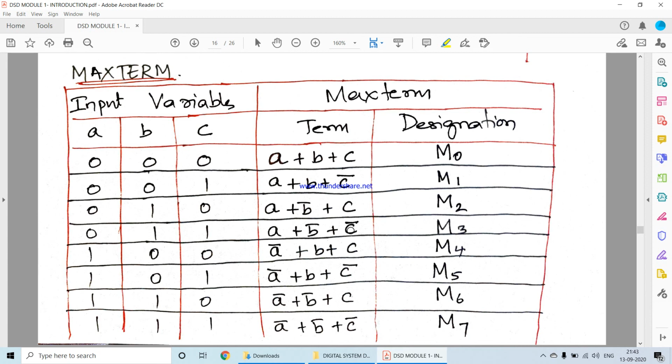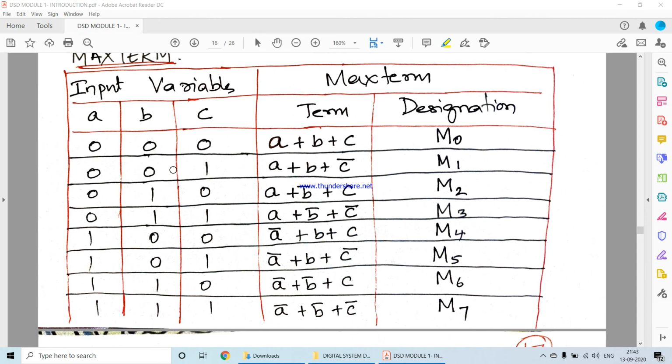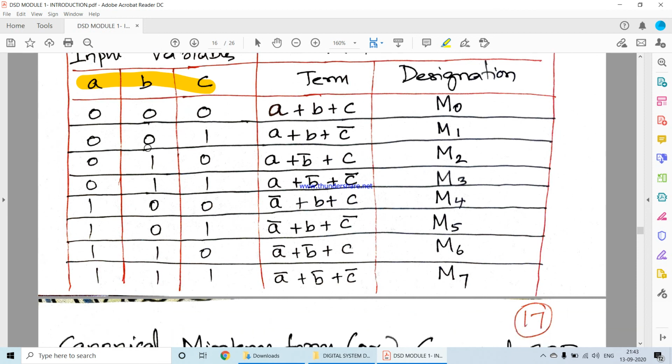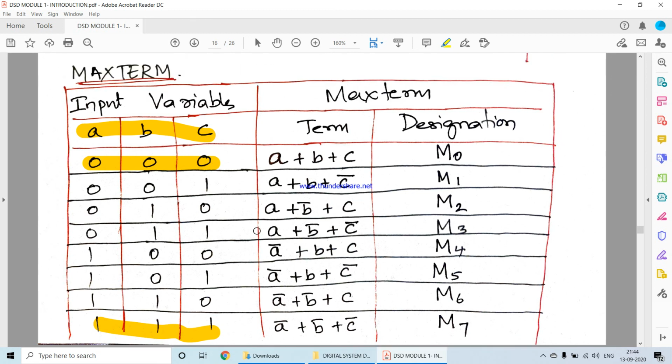Now we will go to max term. Again 3 input variables we have taken for max term: A, B, C. Again, when I have 3 input variables, it goes from condition 000 to 111. Now in max term, 0 is the normal form, 1 is the complemented form. But here we write in terms of sum. There we used to write product in min term. Now we write sum term in max term. Therefore 0 is the normal form, so 0 will not have bar here. So A plus B plus C without bar.